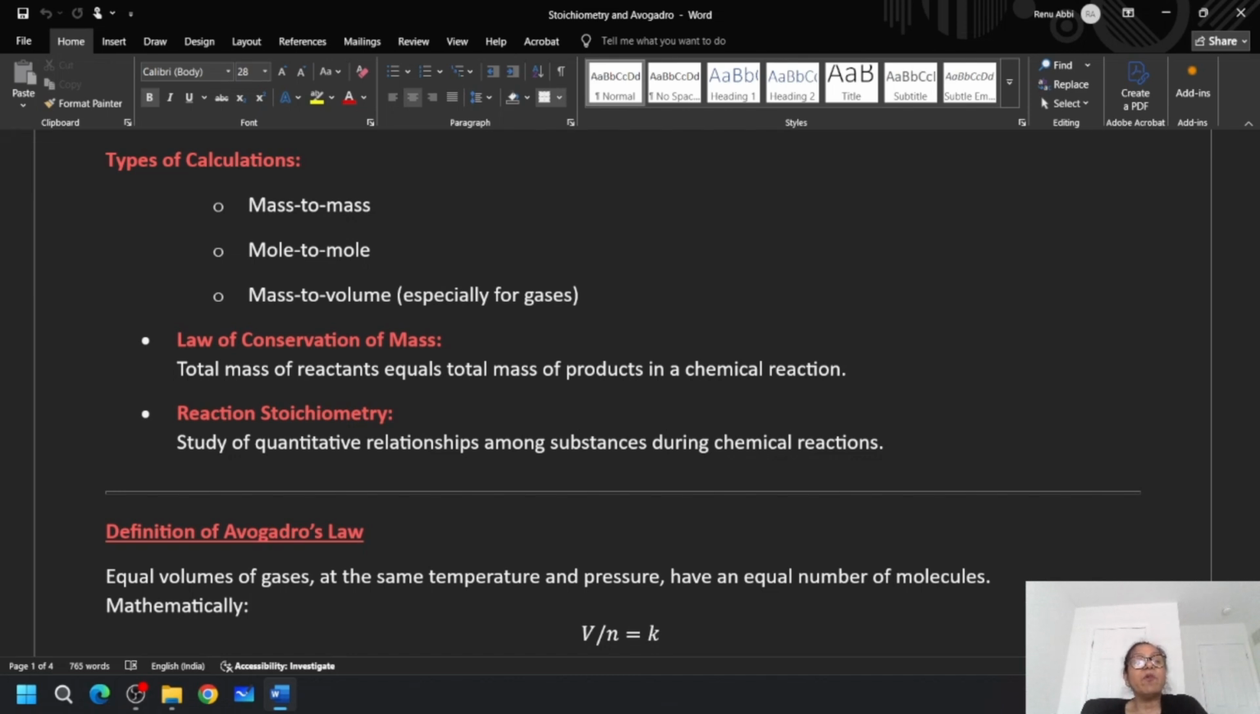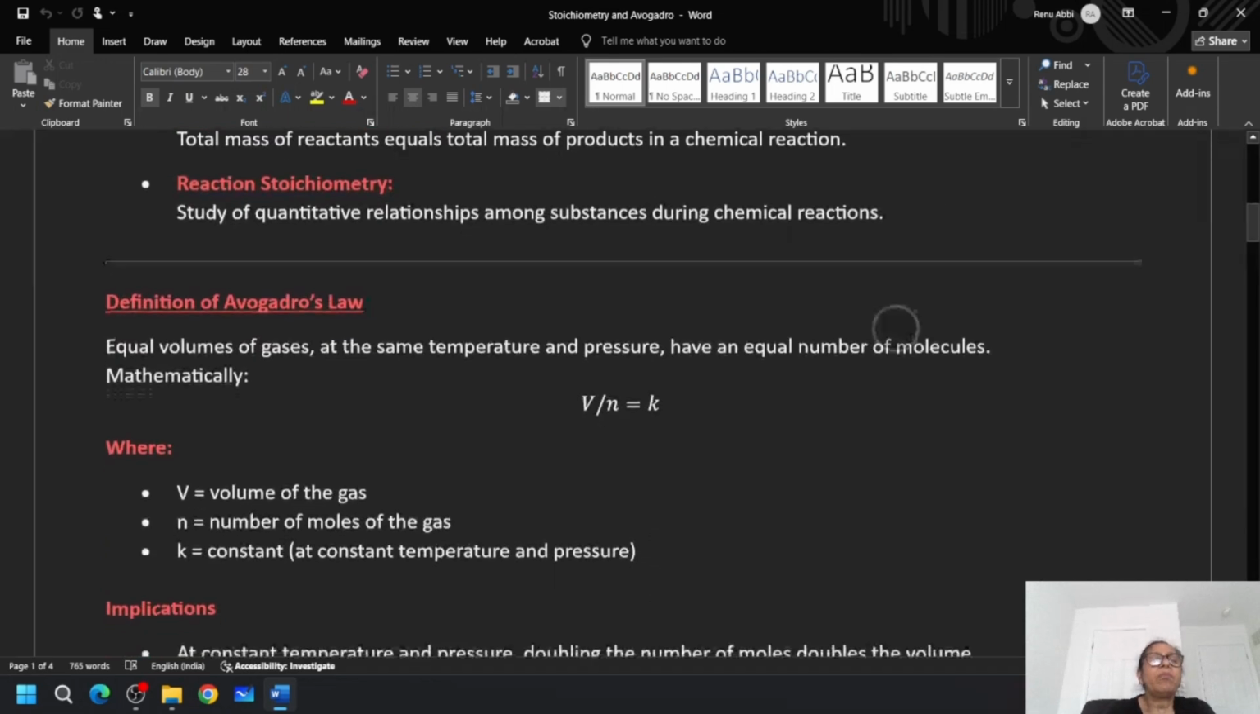Reaction stoichiometry is the study of the quantitative relationship among substances during a chemical reaction. Quantitative relationship, like we have done in stoichiometry. So if we deal with stoichiometry in terms of a chemical reaction, then its study is known as reaction stoichiometry.